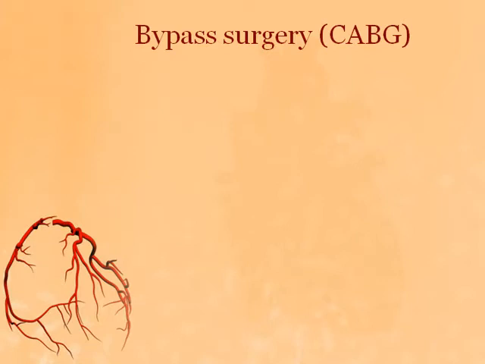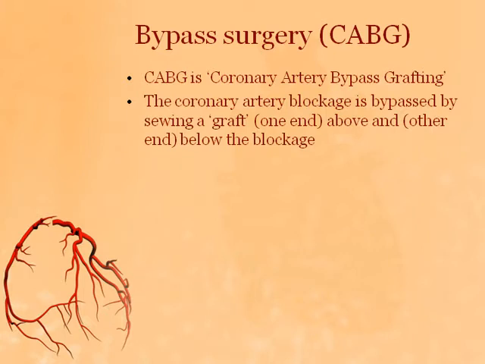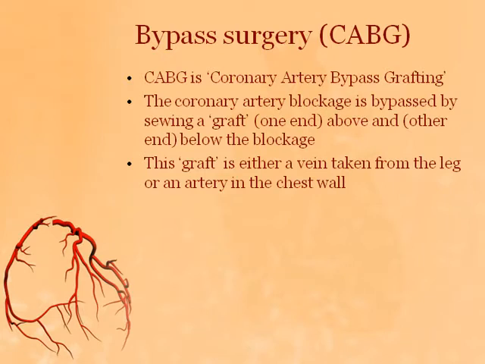Now coming to the next procedure, bypass surgery. This surgery is also called CABG or coronary artery bypass grafting. Now in this surgery, a cardiothoracic surgeon will use a graft to bypass the blockage, the blocked area in the coronary artery, by sewing this graft one end above and the other end below the blockage. Now this graft is actually a vein that is taken from the leg or an artery that is in the chest wall.